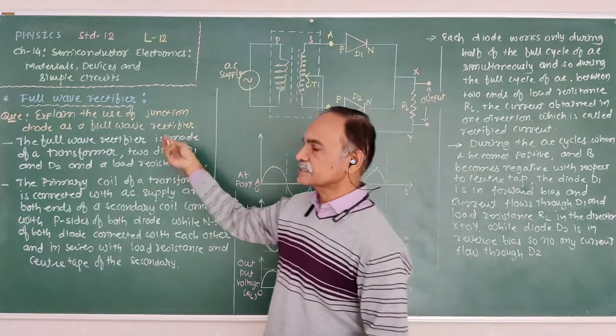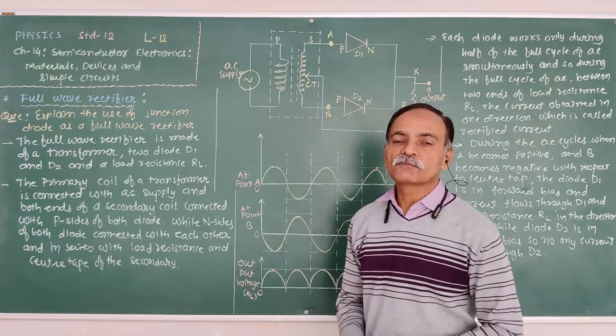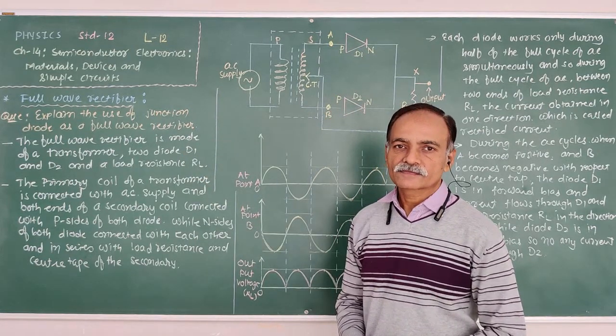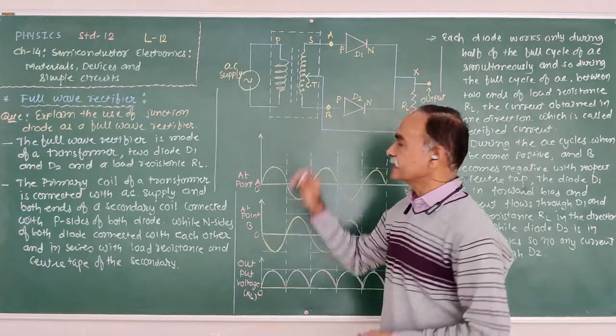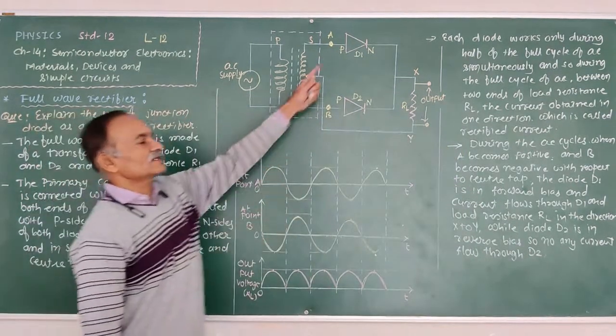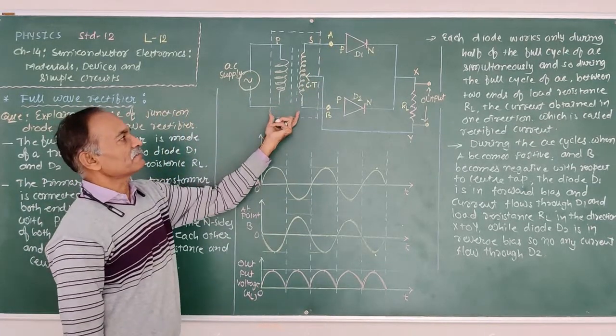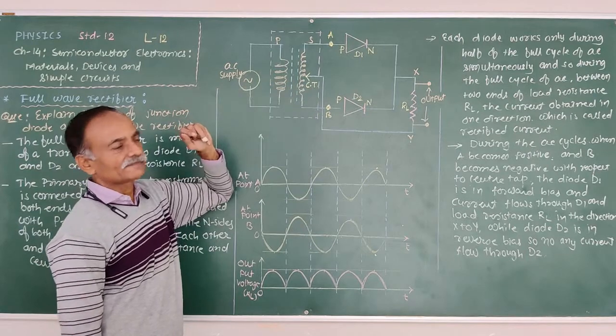The question is the same as for half wave rectification: explain the use of a junction diode as a full wave rectifier. The circuit diagram of the full wave rectifier is shown in the figure. Here two diodes D1 and D2 are taken, and there is a transformer with a center tap.